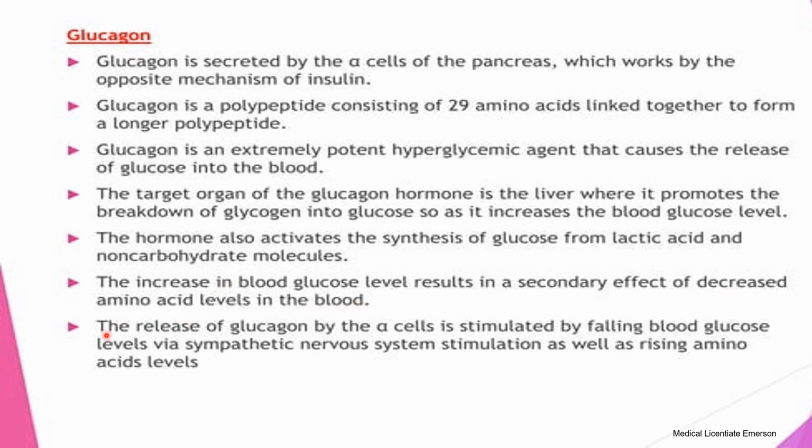Then the increase in blood glucose levels results in secondary effects of decreased amino acid levels in the blood. The release of glucagon by the alpha cells is stimulated by falling blood glucose levels via sympathetic nervous system stimulation as well as rising amino acid levels.